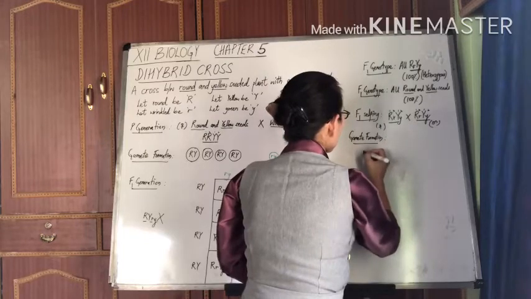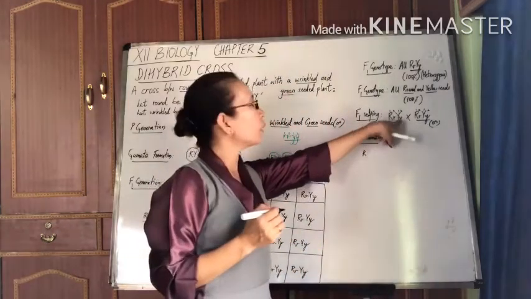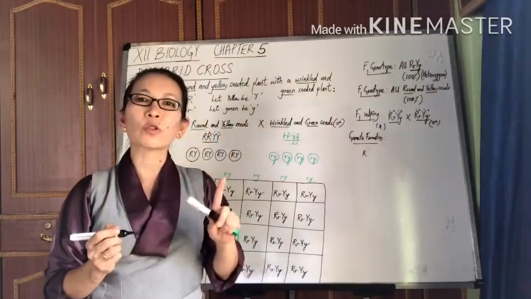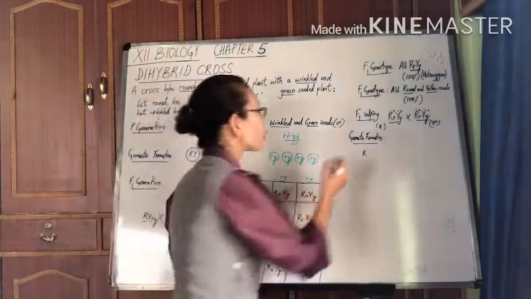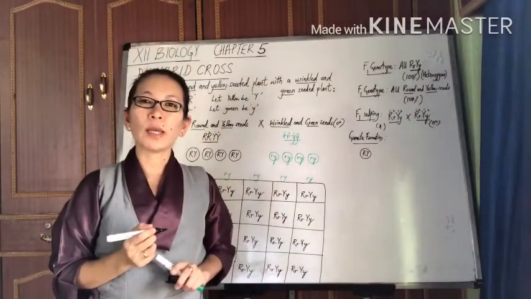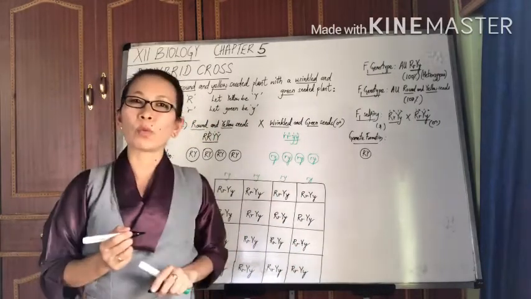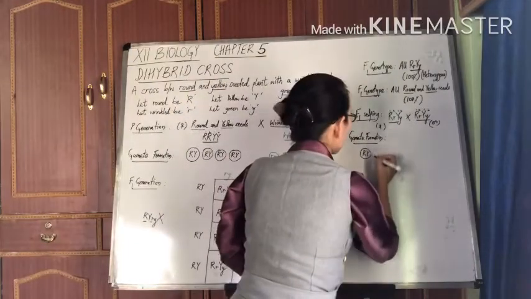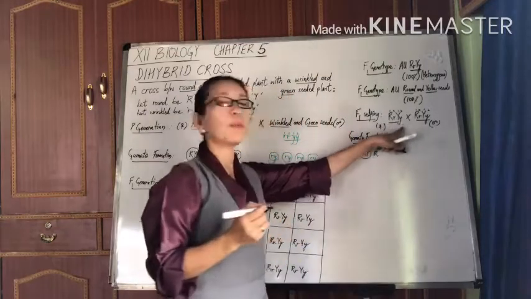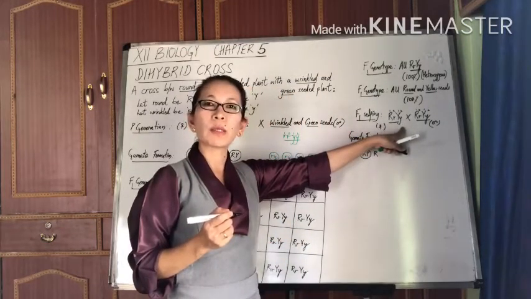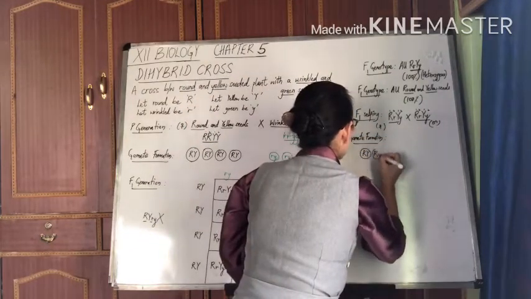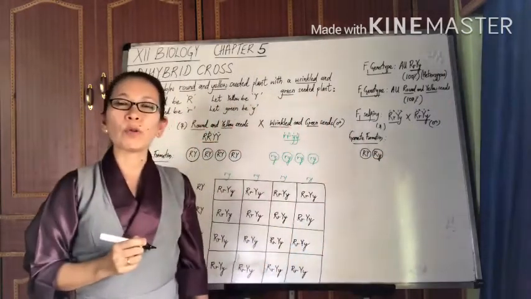The first female gamete can be first R with the first Y. Each gamete should receive only one of the factors of each trait. So first R with the first Y results in an egg having capital R, capital Y. Then the second egg: the first R can also combine equally, with a 50% chance, with small y. This is the second type of egg.